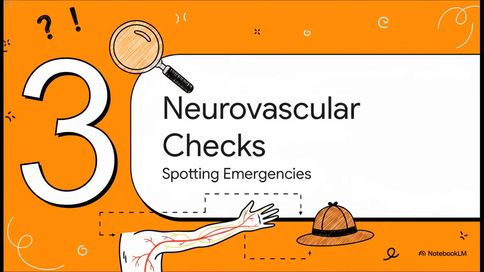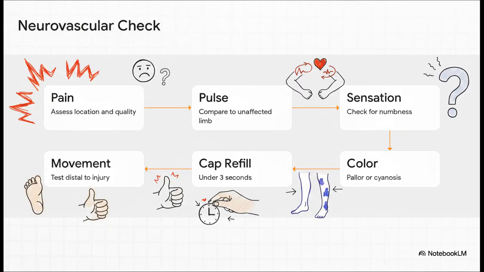Section 3. Neurovascular checks and emergencies. Let's put on the detective hat for a minute. Spotting subtle clinical clues isn't just about passing a multiple-choice test. It's literally about saving a child's limb. To be a good detective here, you need a systematic approach. This is your frequent neurovascular check, designed to ensure the tissues are getting adequate blood flow. Step 1. Assess pain location and quality. Step 2. Check the pulse, and always compare it to the strong, unaffected extremity. Step 3. Check sensation. Any reduced feeling or tingling distal to the fracture is bad news.